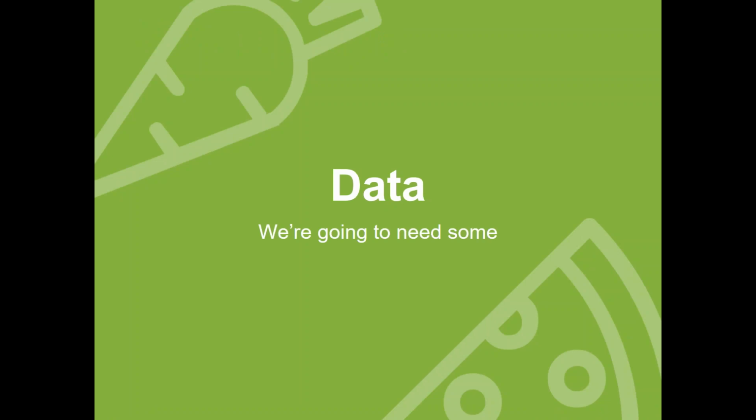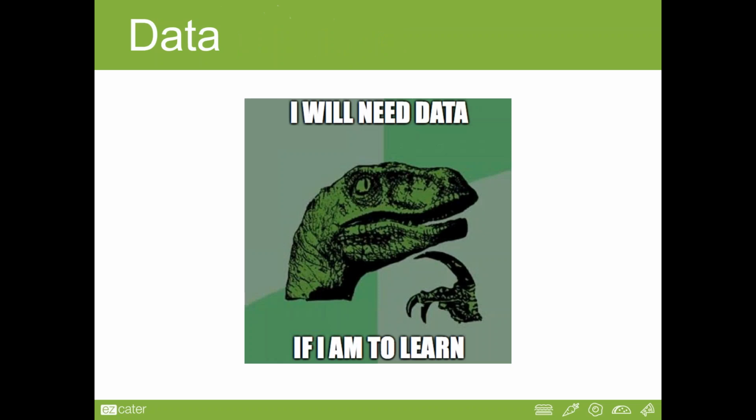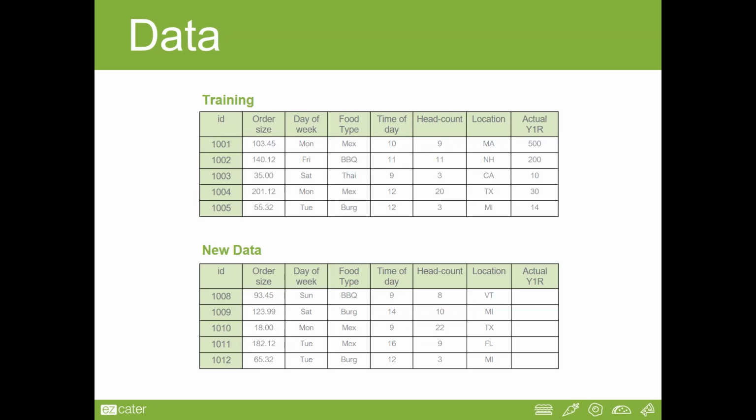Okay, data. We are going to need some in order to predict this thing. Velociraptor says, I will need data if I am to learn. So what kind of data are we going to have after a few days of a new customer on the ezCater website, right? We're going to know their order size. We're going to have what day of the week they made their orders for. We're going to have food type. Was it Mexican food, barbecue food? We're going to have, was this morning catering, midday catering, evening catering? How many people was it for? What state or location are they in? And then from the training set, we're going to have how much actual year one revenue there was.